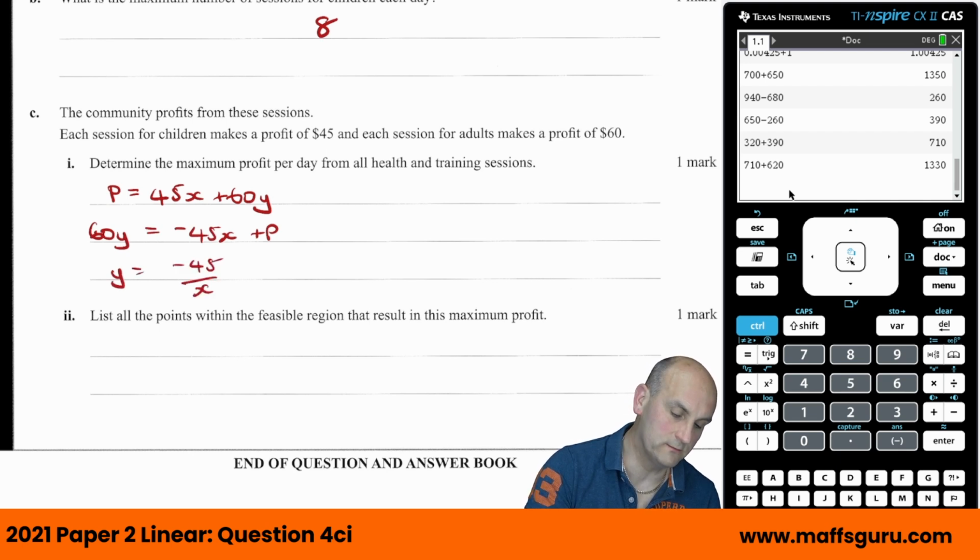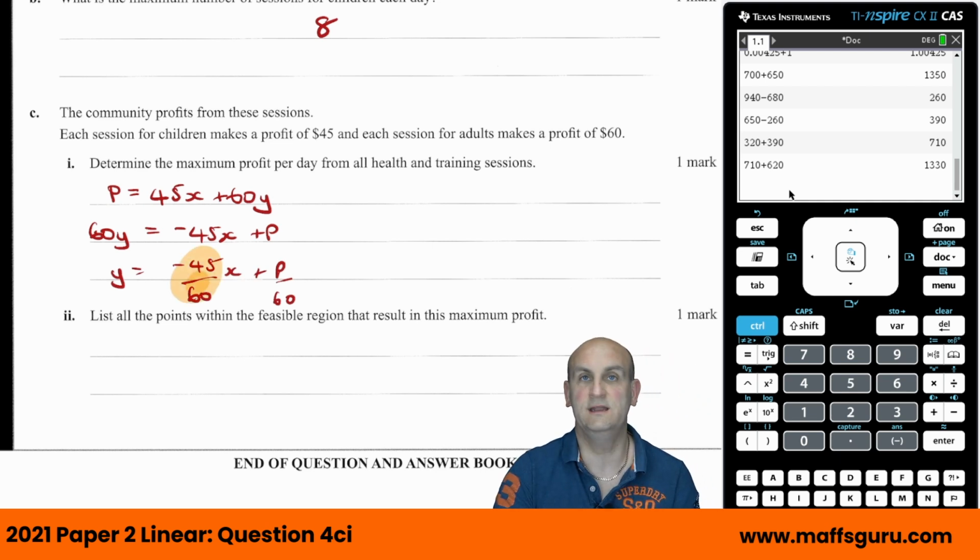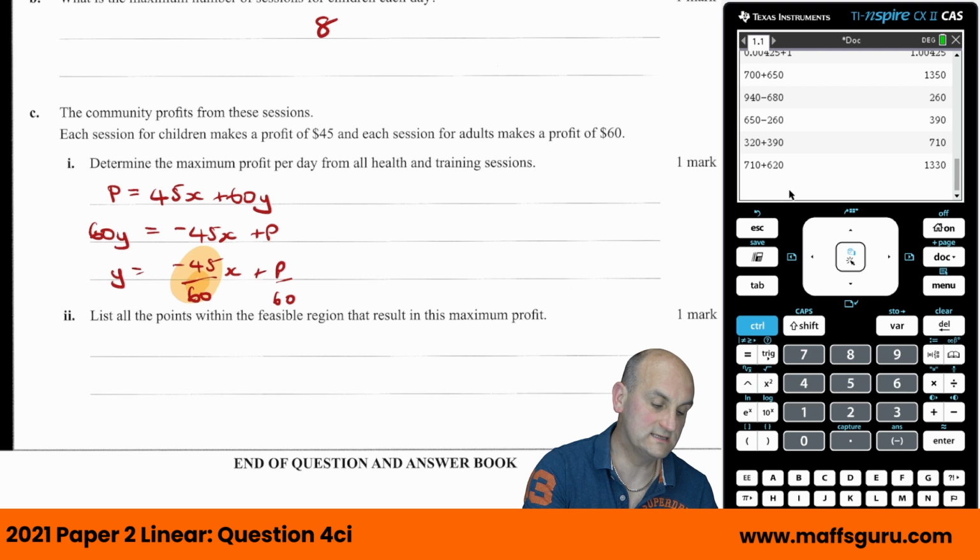or y is equal to minus 45 on 60x plus p on 60. Now again, the only reason I'm interested in this is I want that gradient there. So when I simplify that, I got a gradient of, oh, I keep doing this, I'm so excited to get to the end of the video. I've got the gradient equals minus 0.75.